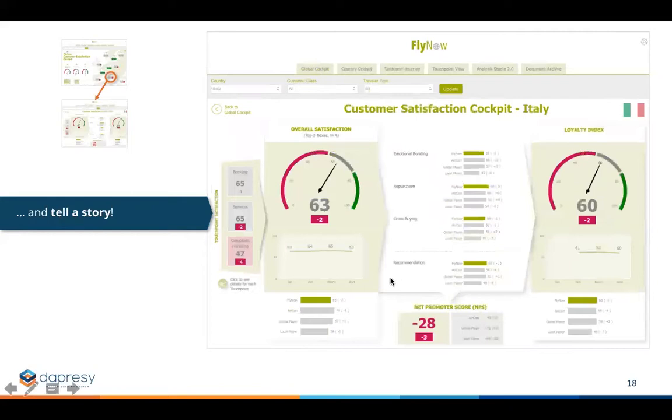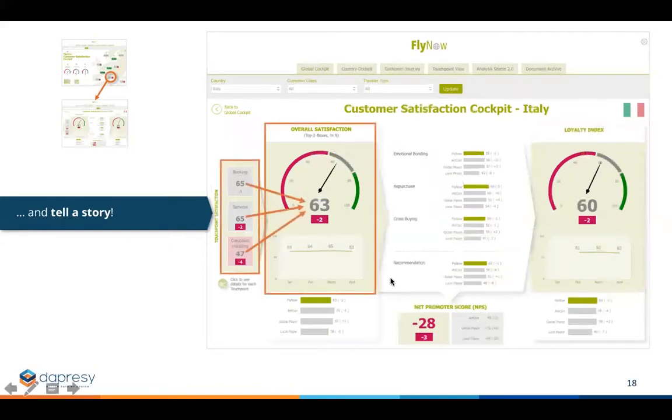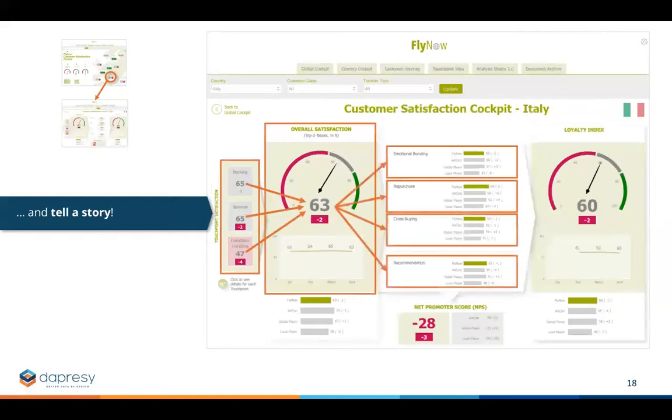On the left hand, you see the touch point experience. They divided all the touch points into 3 processes. The first one is the booking process. The second one is the service. And last but not least, the complaint handling process. And of course, when we combine all the experiences, we can assume that they drive overall satisfaction. And overall satisfaction itself will drive emotional bonding. So the more people are satisfied, the more they're emotionally bonded.